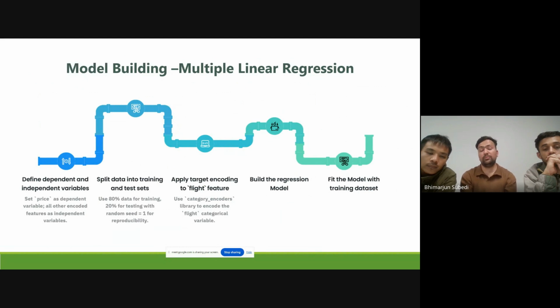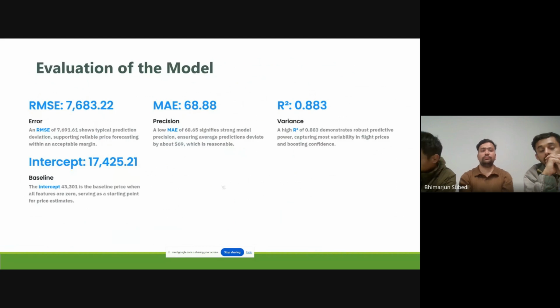After splitting, we applied target encoding to the flight feature, since flight had many attributes. We used the category encoders library so it can handle all those values. After that, we built the regression model and fit it on the training dataset. My friend Sanjay will cover how it went.